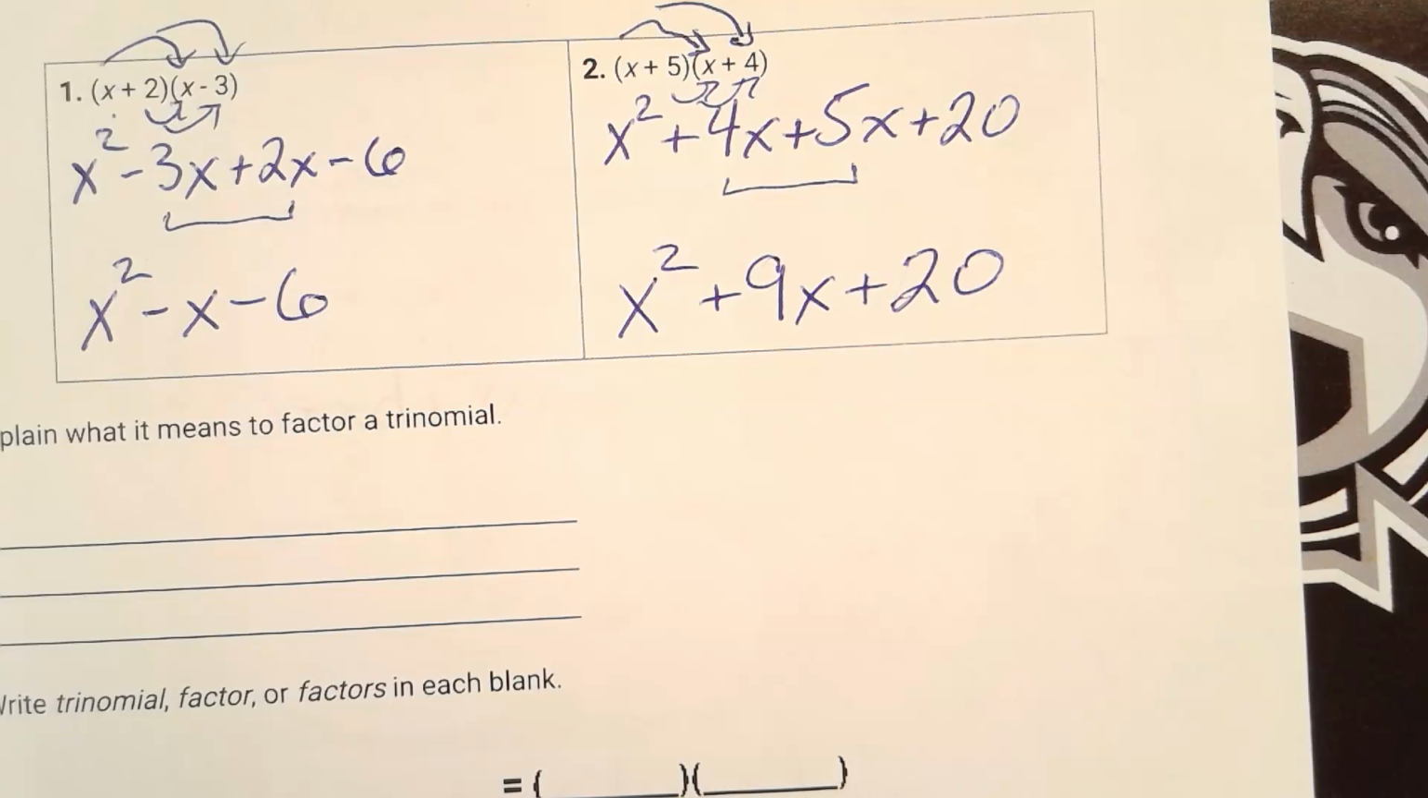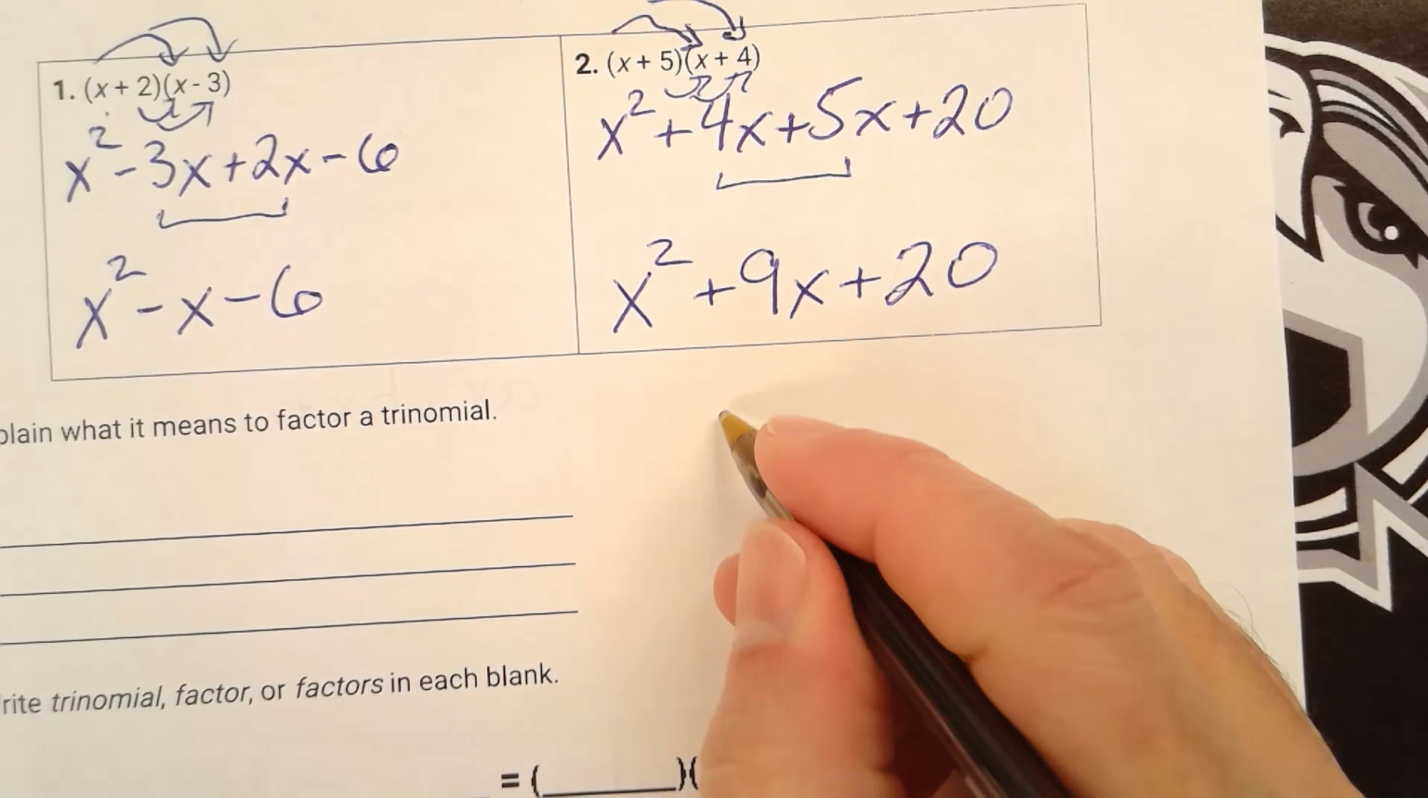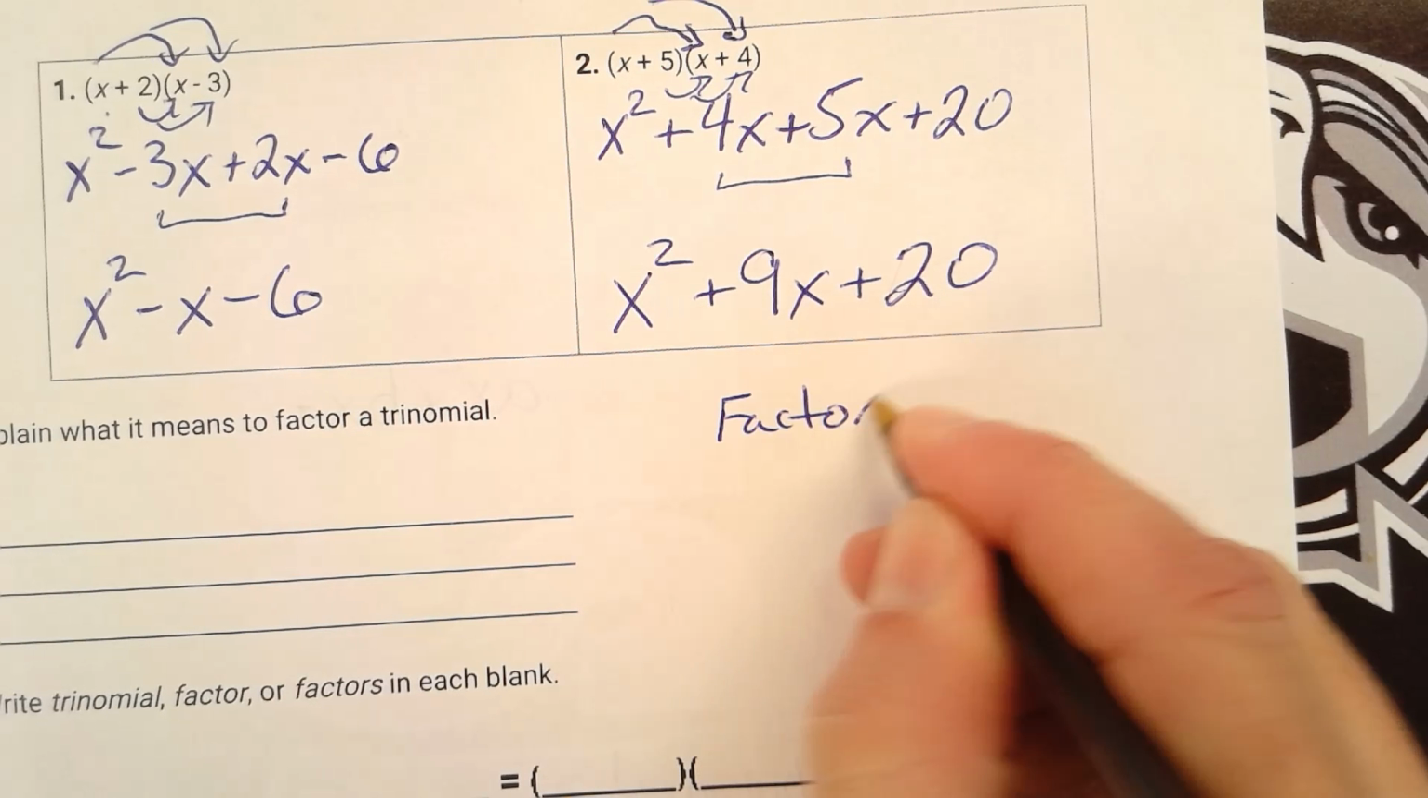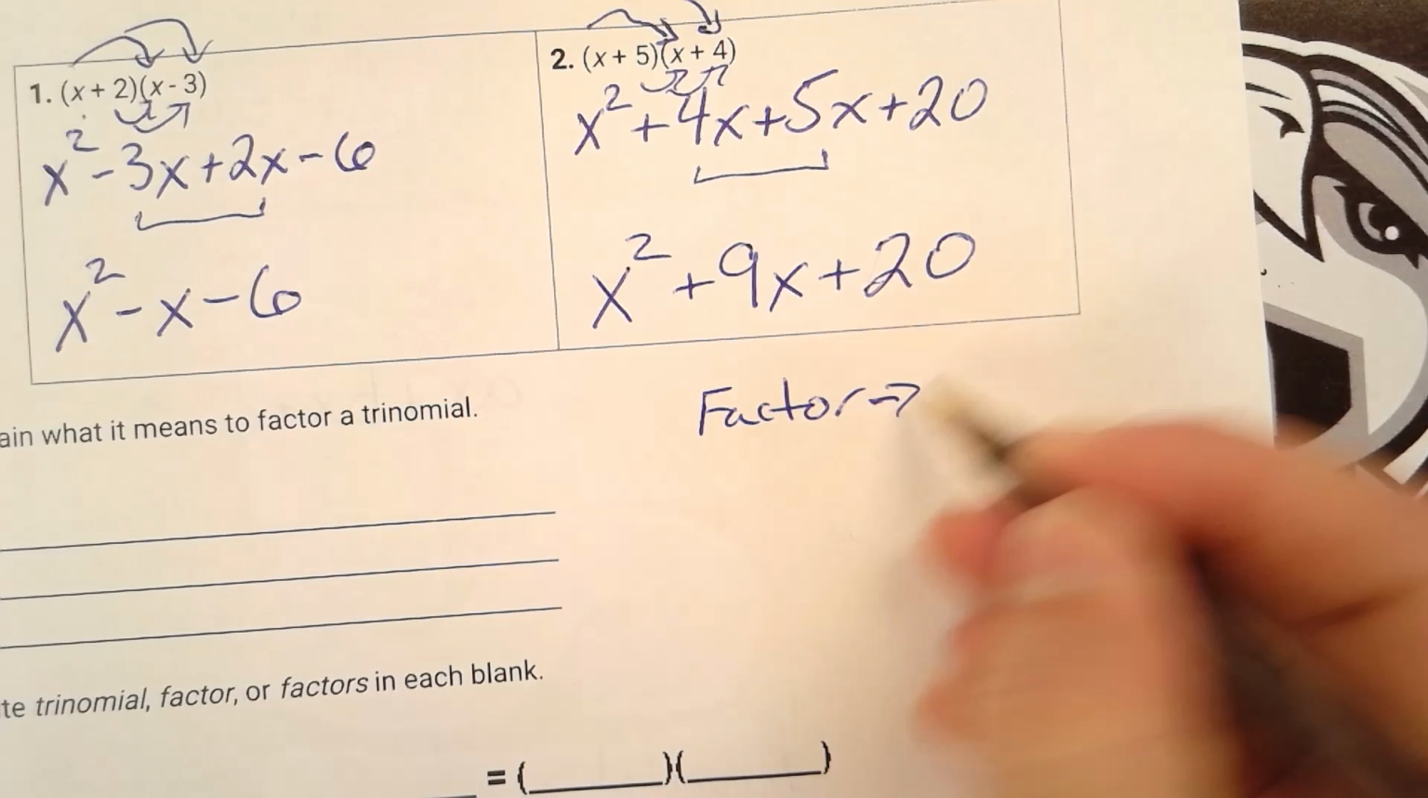Okay, so what are factors anyway? We kind of talked about this, but what is a factor? Can we define that? Yeah, perfect, that's great. What are multiplied together to give you another number? That's perfect.